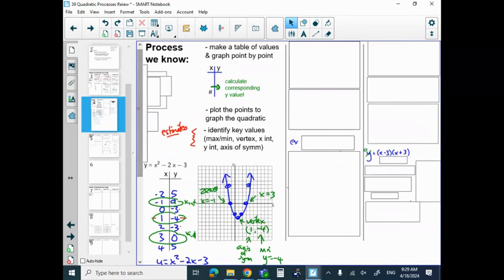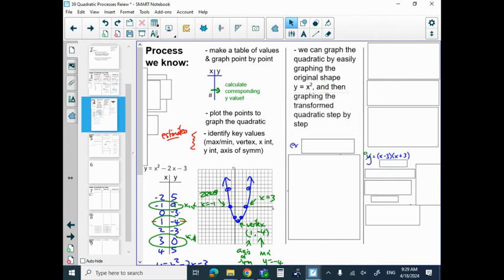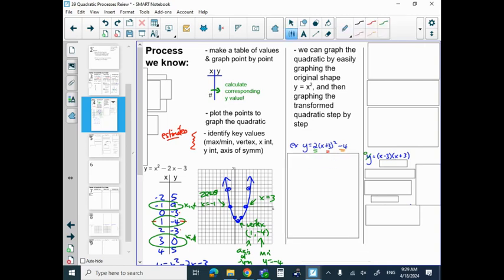Okay, so there's an example we've been through of the process to do with the standard form. Let's go with what we know how to do for vertex form. Obviously, we know we can graph the thing easily by graphing the original shape, and then we can graph the transformations one by one. So let's go with an example like this. So we have this one, you could say, okay, I know it's stretched vertically by a factor of 2.